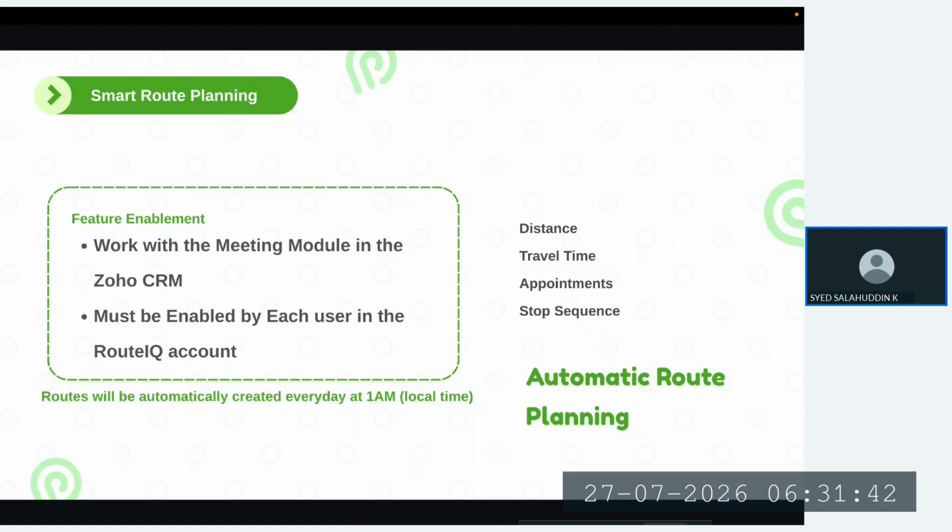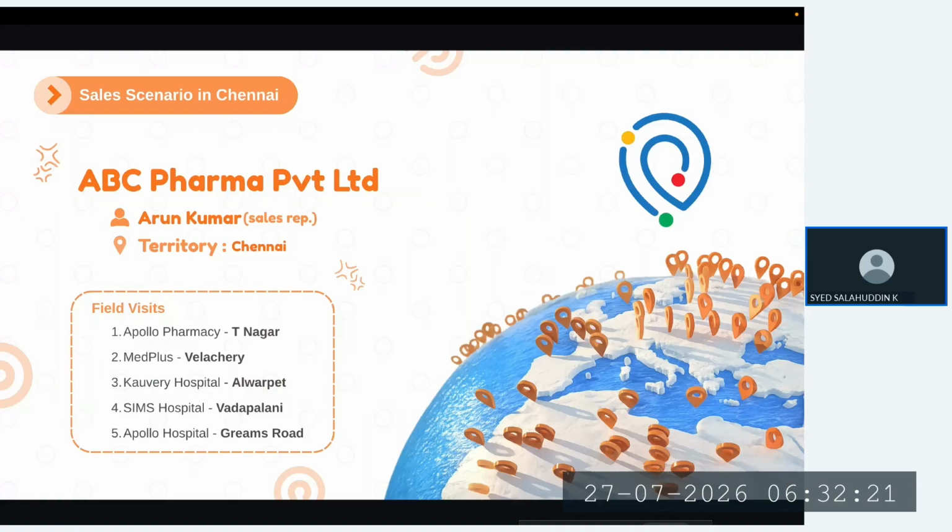Automatic route planning is another approach, where you first have to enable it with the work of the meeting module in Zoho CRM. It must be enabled by each user in their Route IQ account, by which the automation will be enabled in each user's account, and every day at 1 a.m. it will automatically create an efficient route depending on your selections. So this is how the automatic route planning will be helpful. We can move on to the next feature in Route IQ.